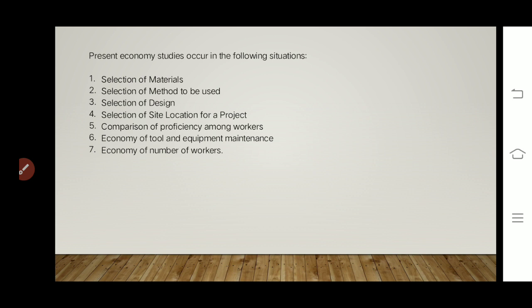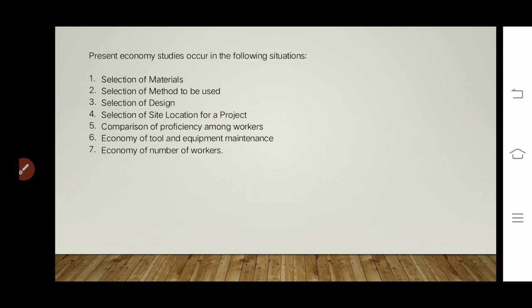So, number 2, selection of method to be used. So, halimbawa, maghuhukay ka ng kanal, alin ba yung more economical, si manual labor ba o si machine? Magre-rent ka ng machine or bibili. So, number 3, selection of design. So, depende kung anong design yung mga alternative na i-consider. So, number 4, selection of site location for a project.